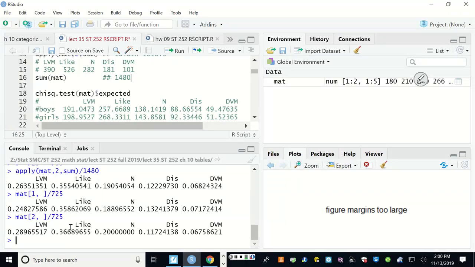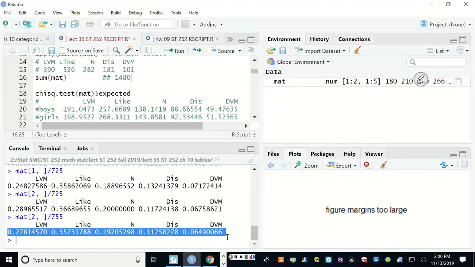Shouldn't you divide it by 755 instead of 725? Oh yeah, right. Yeah, you want the number of girls, right? So you want it maybe more appropriate, right? Get the right denominator there. And then it's not quite as different, but it's still a little bit higher.